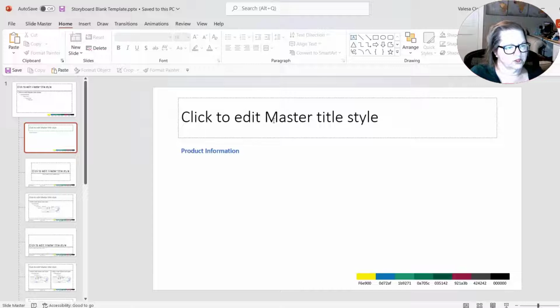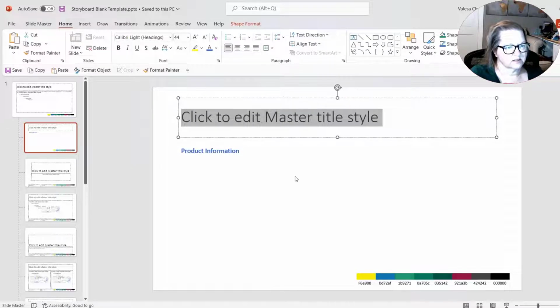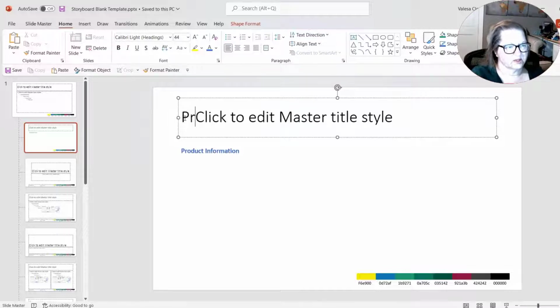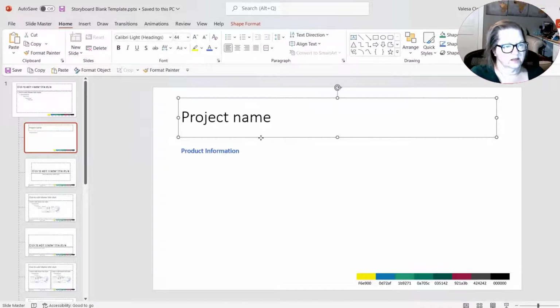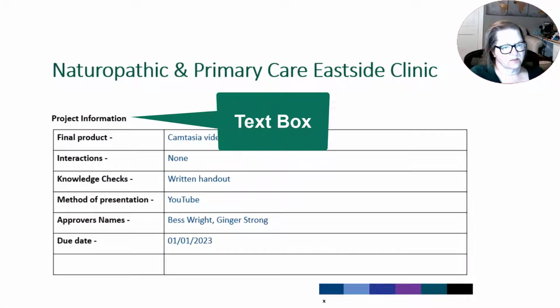And then we want to change this prompt text that says click to edit Slide Master. Here we're going to type in project name and then make this a nice bold large header and make it a project color, so we'll use this one. The project information box is a text box, and since we inserted just a text box and typed something into it, then that text will be static on the slides that we add to the presentation.